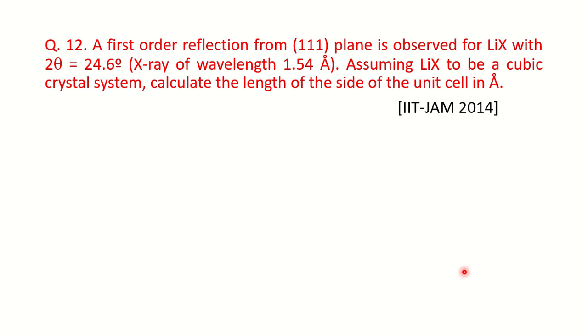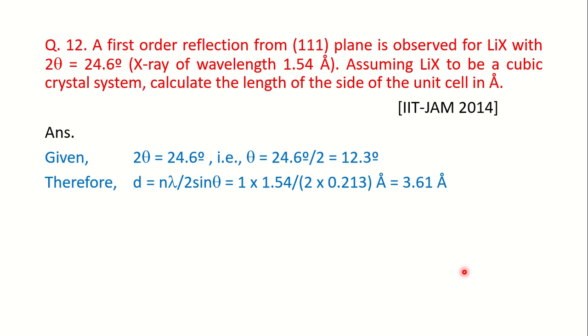A first order reflection from the 111 plane is observed for a lithium halide with 2 theta equals 24.6 degree and with lambda value 1.54 angstrom. Assuming the lithium halide to be a cubic crystal system, that is simple cubic, you have to calculate the length of the side of the unit cell in angstrom, that is the edge length a, you have to find out. So you are given the 2 theta value. If the glancing angle is theta, then 2 theta is 24.6 degree, that is theta is 24.6 divided by 2, that is 12.3 degree.